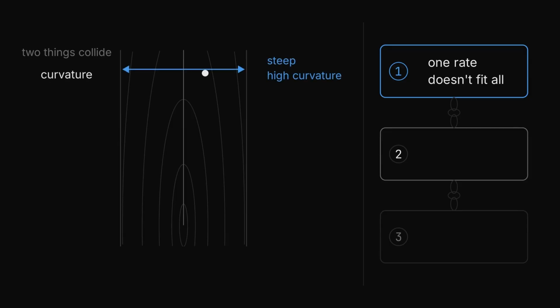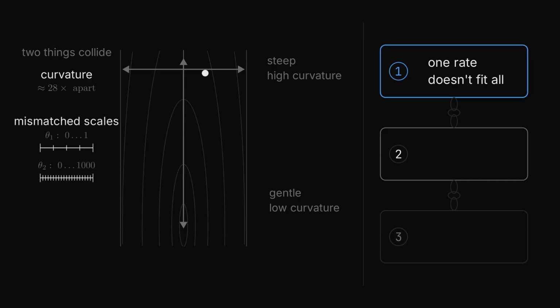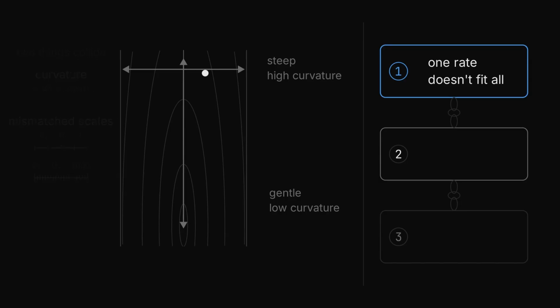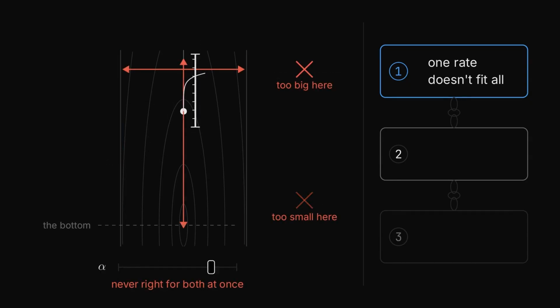Each problem here is a direct consequence of the large-scale setting we just built, and they stack. Solving the first 2 is exactly what creates the third. Problem 1. One learning rate doesn't fit all. 2 things collide. A narrow ravine means the loss falls steeply in some directions and gently in others, high curvature versus low. On top of that, the parameters themselves live on mismatched scales. Either way, one shared stride alpha is always too big for the steep directions or too small for the flat ones. Never right for both at once.